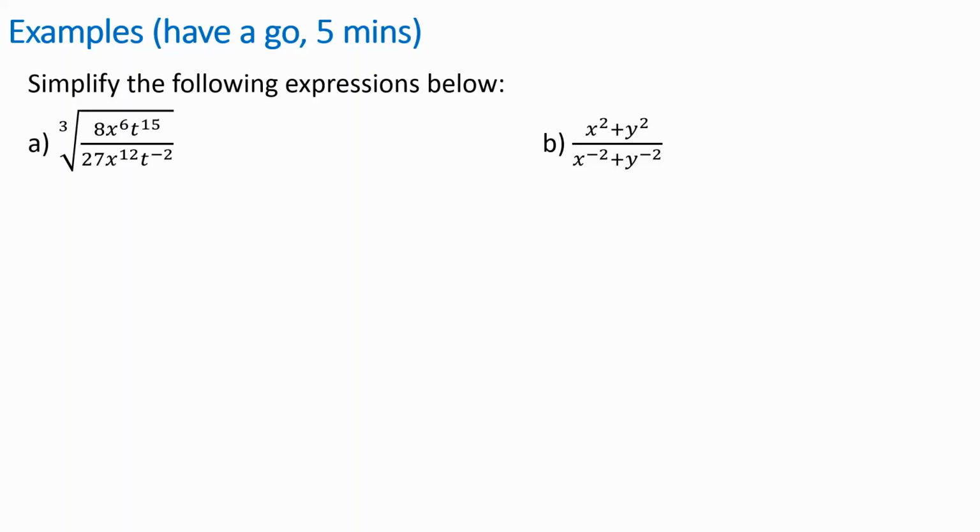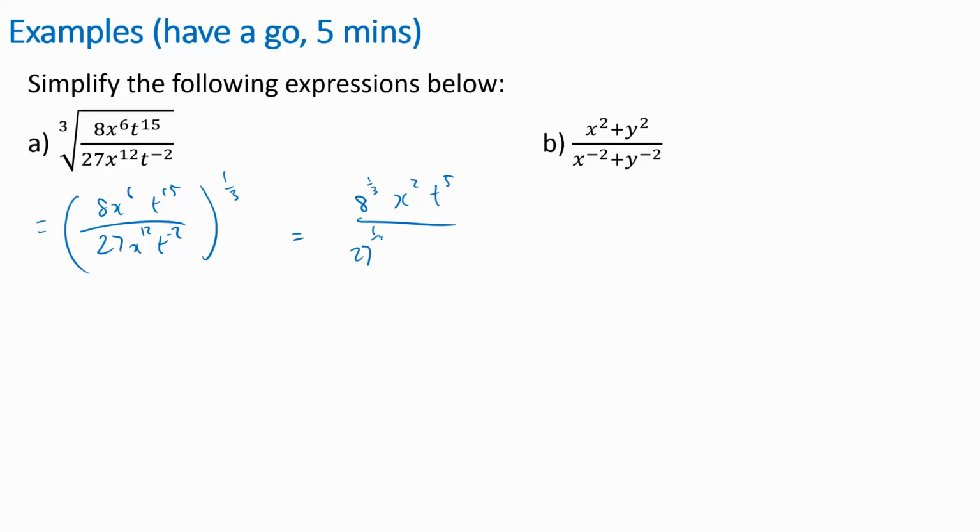When I do this question, I see 3rd root is the same thing as saying to the power of a 3rd. That's 8x to the power 6, t to the 15, 27x to the 12, t to the negative 2. I then use the exponential rule where if you have brackets, you can multiply the powers. That makes it easier, because it's really just saying 3rd root of 8, 3rd root of x to the 6 becomes x squared, 3rd root of t to the 15 becomes t to the 5, and 27 to the third, then x to the 12 divided by 3, which is 4, and t to the negative 2 on 3. So that's much easier to work with.